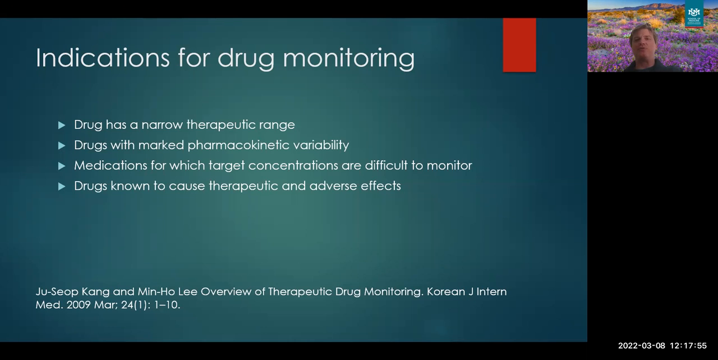So to me, indications for drug monitoring come down to about a few different areas. One is a drug that has a narrow therapeutic window. I think of a drug like digoxin as a good example of this, or lithium for my psychiatry friends. When we get outside of that window, we can run into toxicity relatively easily.